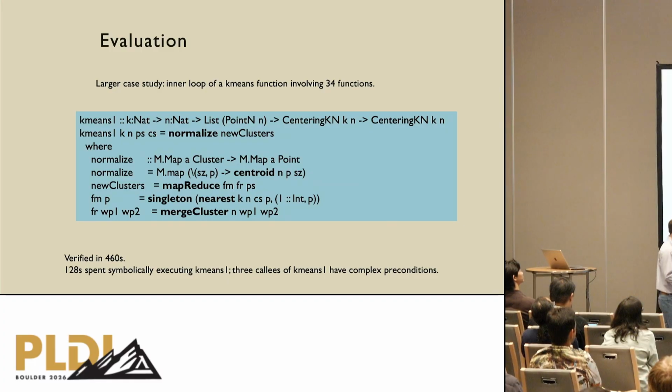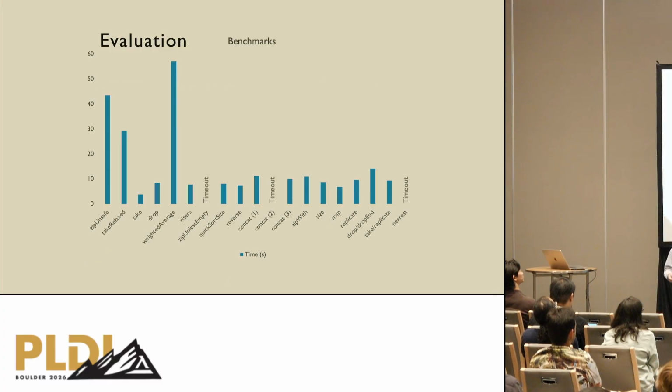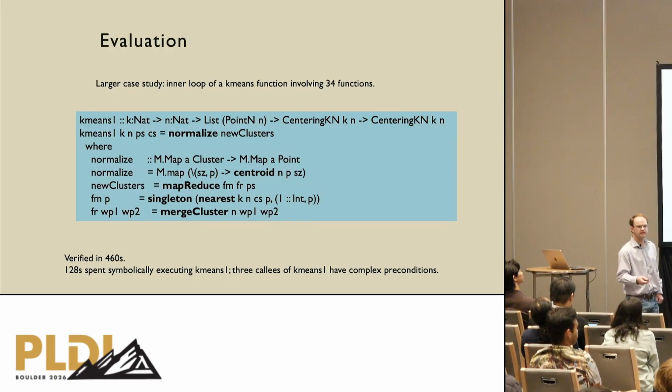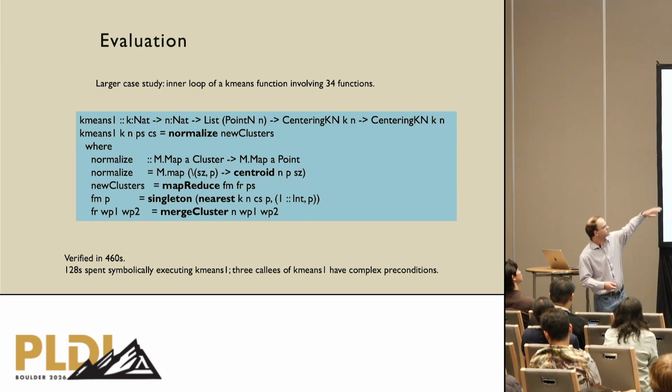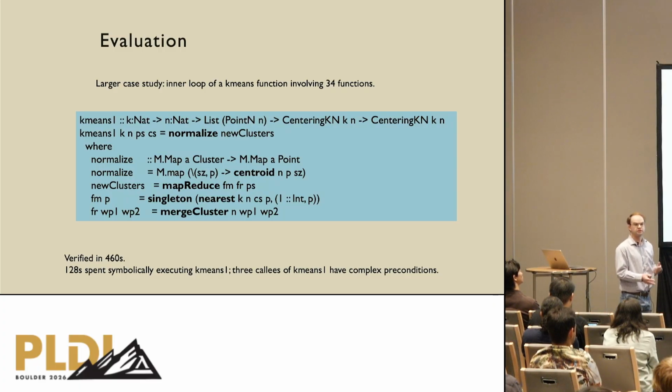These are all pretty small benchmarks, all terminate in under a minute. We have a couple larger case studies in the paper. I'm going to highlight one of them, which is an implementation of k-means, which has this one kmeans1 function that has a specification on it, and involves 34 other functions that we have to synthesize specifications for, including merge, cluster, nearest and centroid, called in this function, which are functions with quite tricky preconditions.